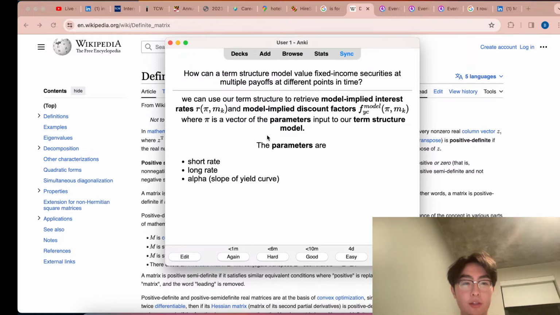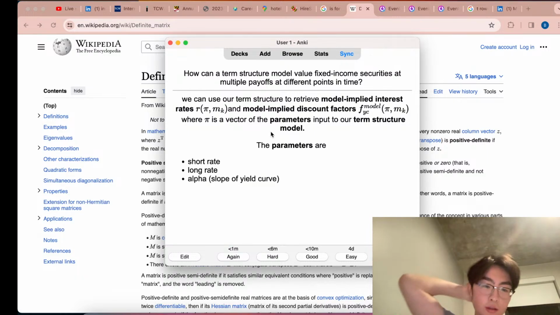What implied interest rates are? Short rate, long rates.